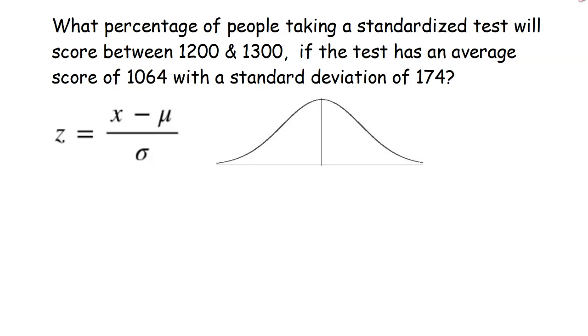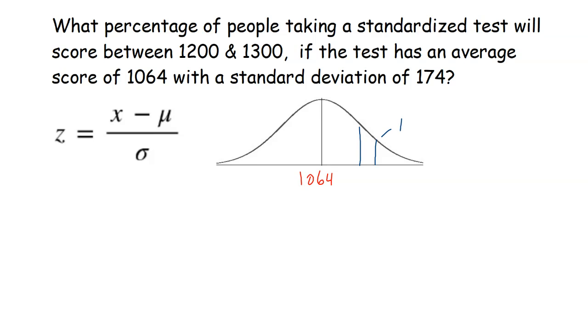Remember, we got our Z distribution right here. This is assuming that this is a normal distribution, which we have to assume here. Right here in the middle is the mean of 1064. We're concerned about scores of 1200 and 1300. That's going to be somewhere over in this area. It doesn't really matter at this point because we're not being 100% accurate. We're just trying to get an idea of what we need to do.